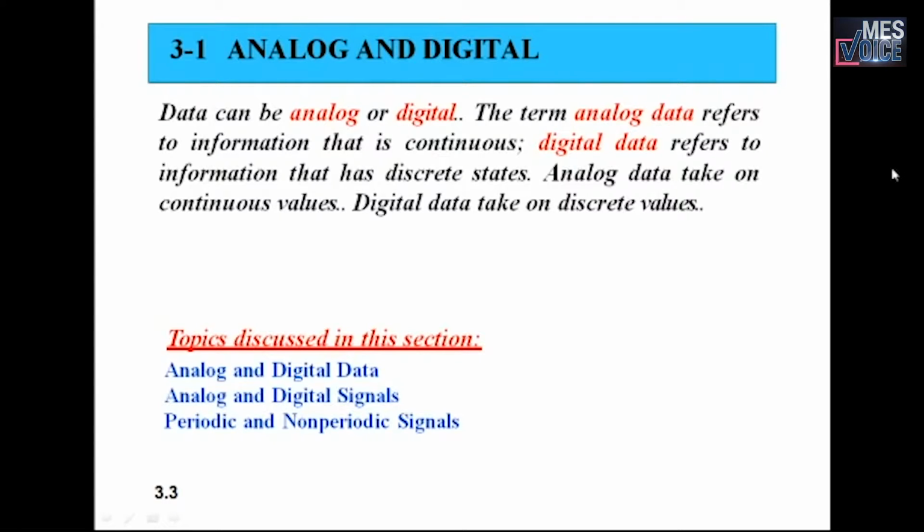The human voice or natural sound is a classical example of analog data, which is continuous and non-periodic and can take any values in a frequency range. On the other hand, modern computers represent data as binary bits, 0 or 1, which is a classic example of digital data. Now, the topics discussed in this section are analog and digital data, analog and digital signals, periodic and non-periodic signals.